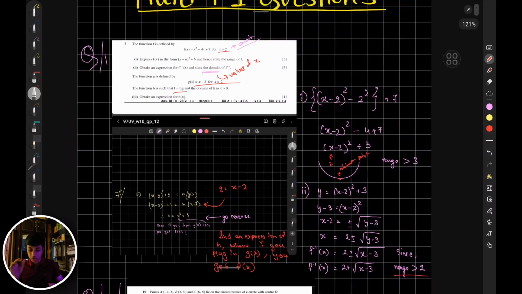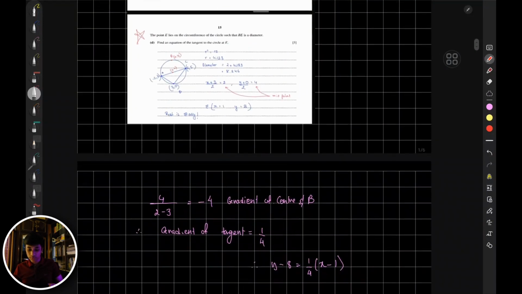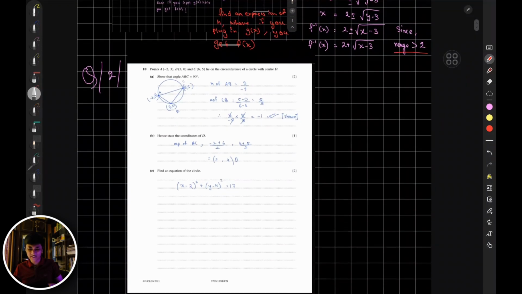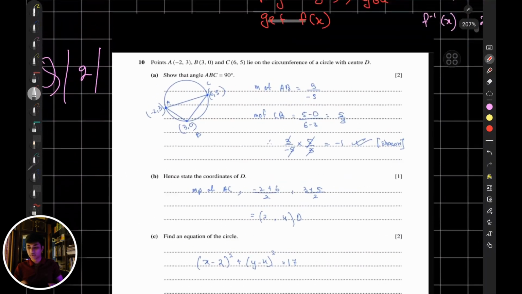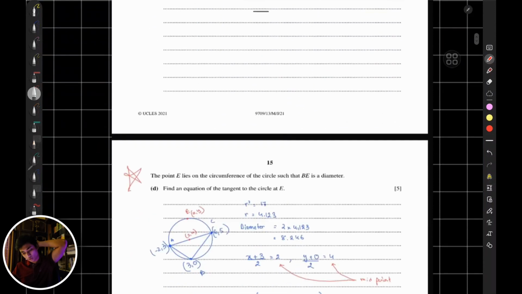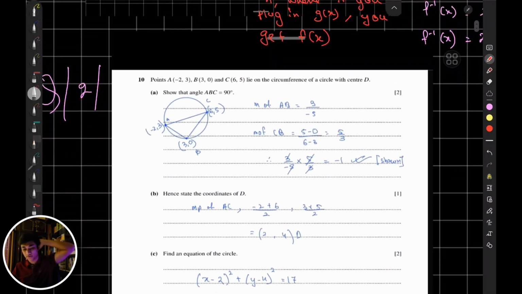That is your question 1. Next, we can move on to question 2. This is, I guess, for circle theorem or coordinate geometry. I guess both. Okay. So for this question 2, it is from May, June 21, variant 1-3.